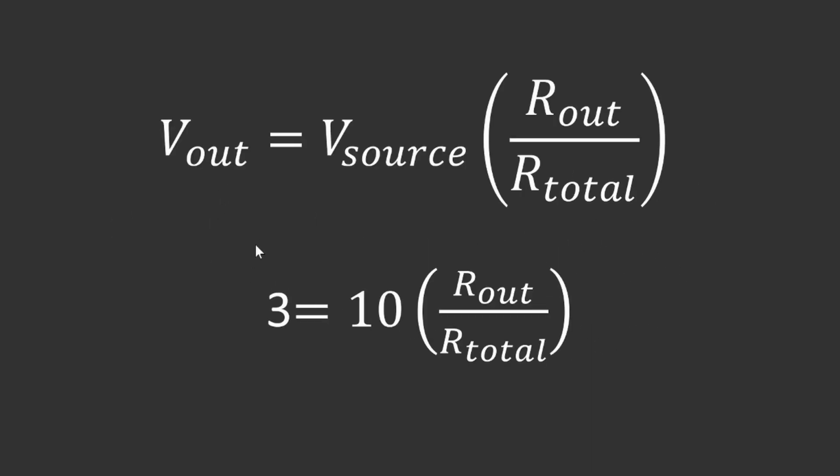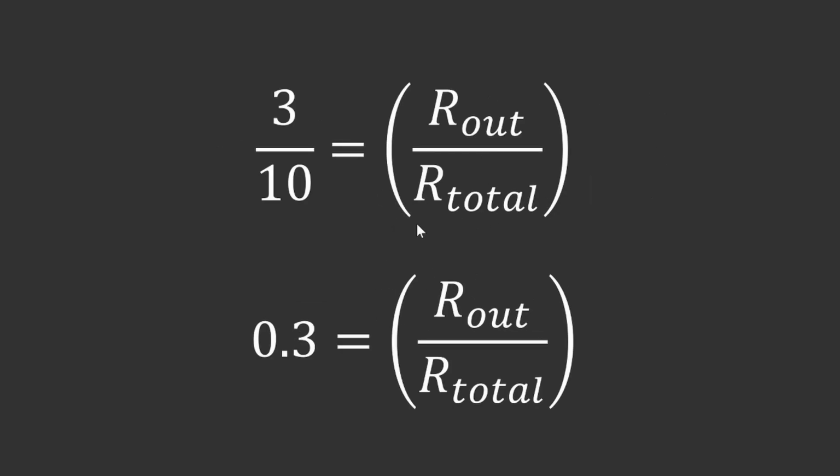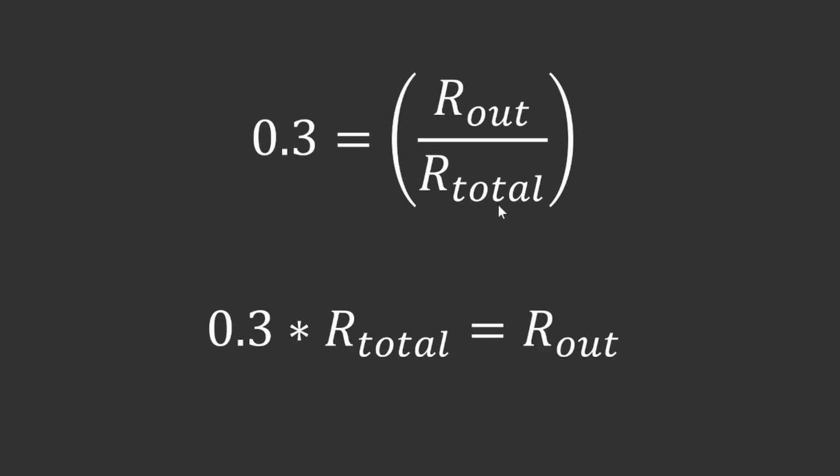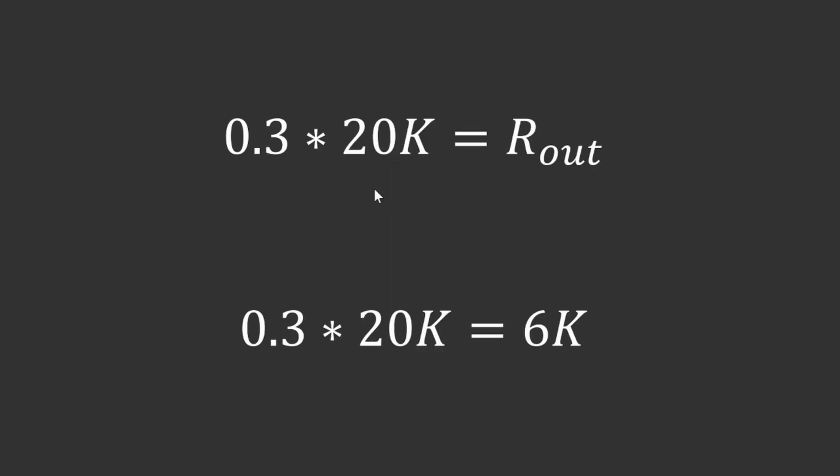We then replace V out with 3, V source with 10, divide by 10 to get it all on one side, and then simplify down to 0.3. We then multiply by R total to get R total on one side. Now, at this point, we have to choose a value for one of the resistors. I'm going to choose 20k for R total, so 0.3 multiplied by 20k equals 6k.